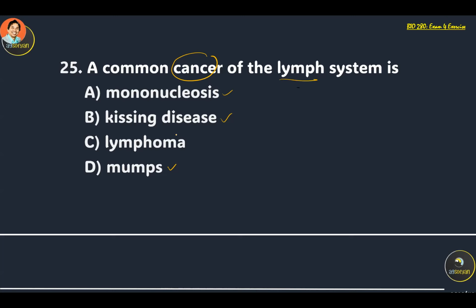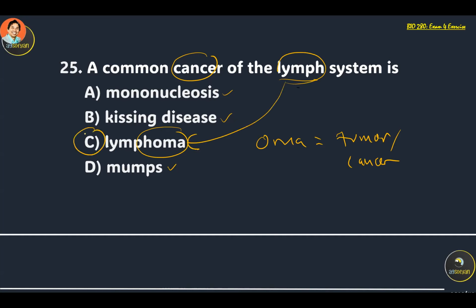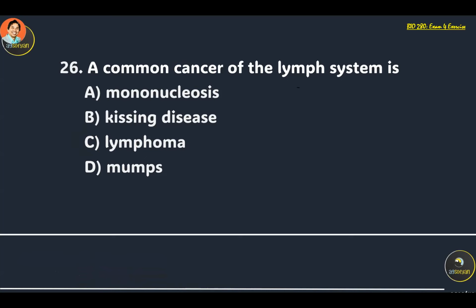And this cancer is OMA. Remember, OMA means tumor. OMA is tumor or cancer. Just combine that: lymphoma. So lymphoma, cancer or tumor of the lymphatic system. A common cancer of the lymph system is called lymphoma.